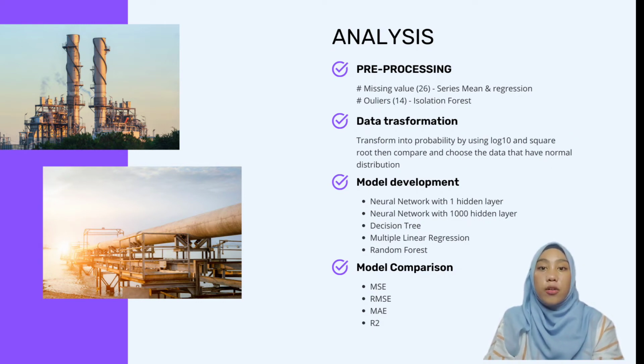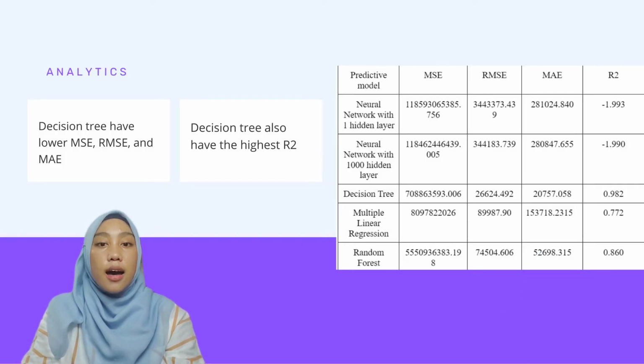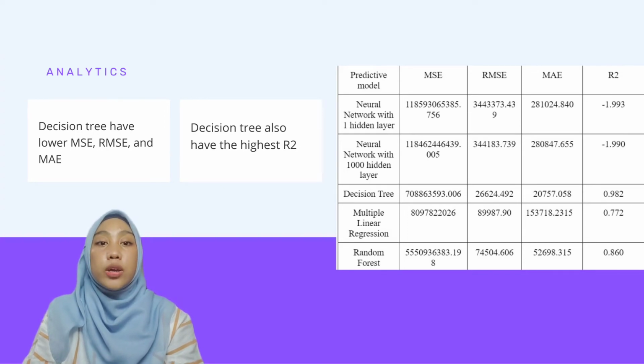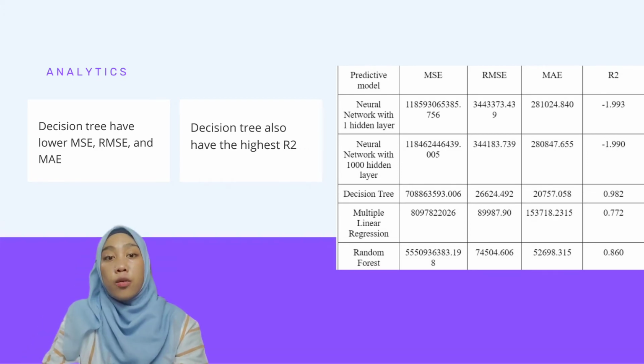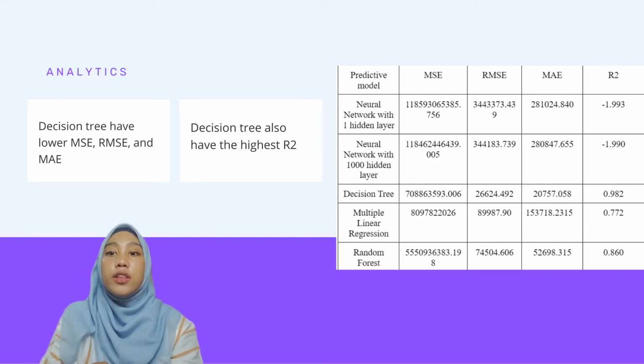Lastly, we make the comparison among the predictive models in terms of MSE, RMSE, MAE, and R-square. For the values of MSE, RMSE, and MAE, we need to find the lowest value to indicate the goodness of fit, as we would like to find the lowest error between actual value and estimated value. If we compare all models, the decision tree has the lowest MSE, RMSE, and MAE.